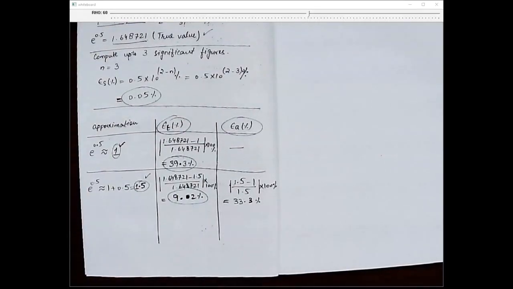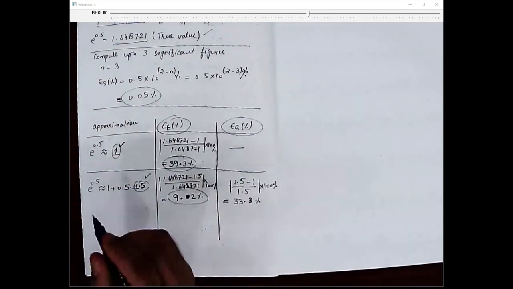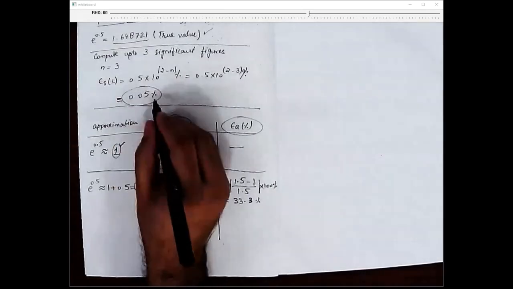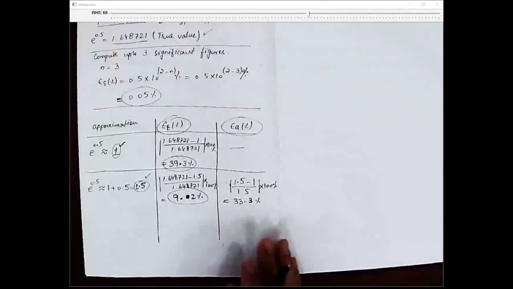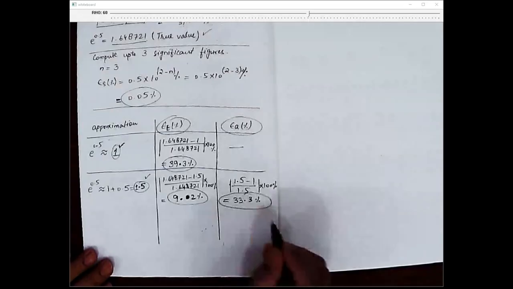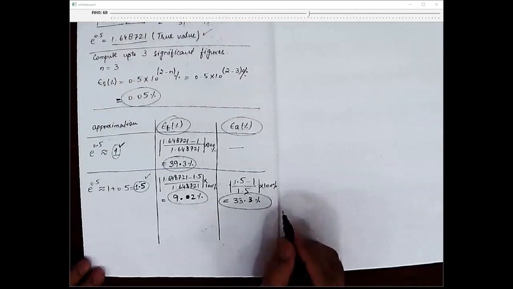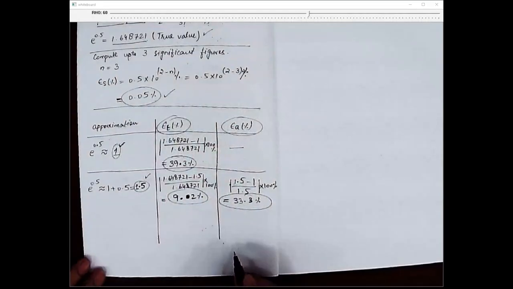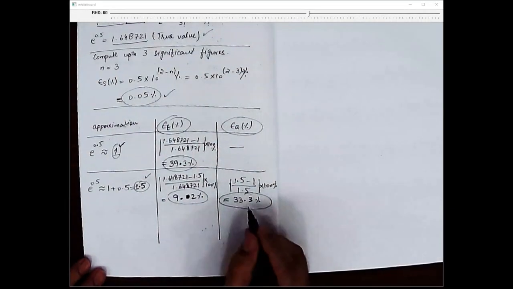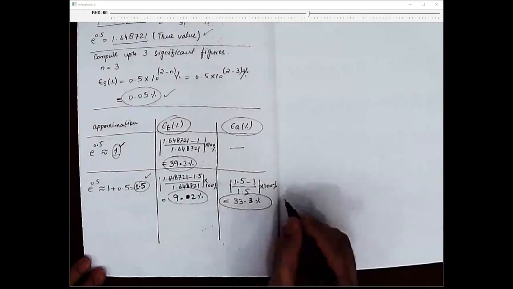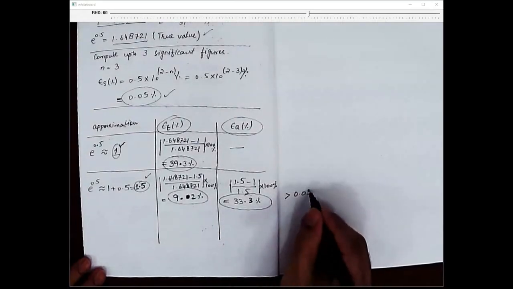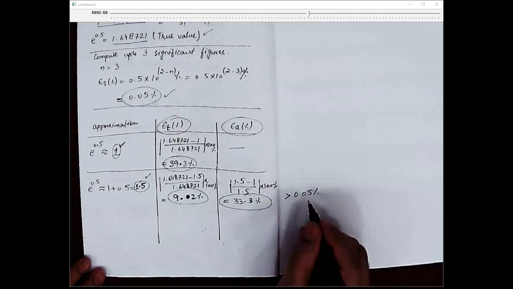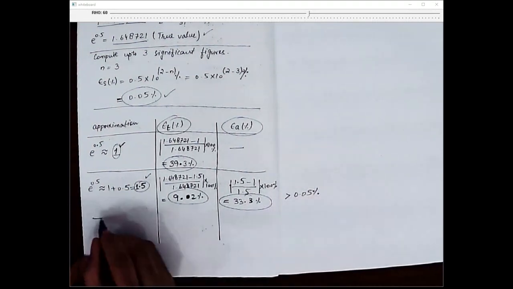Ideally what we want is ET to be 0, EA to be 0. But here we are not waiting for EA to be 0. We are just waiting for it to be less than 0.05, then we will stop. This is the threshold I want to achieve. I currently have 33.3% error, which is far greater than 0.05, so I should continue. The moment this error is less than 0.05, we will stop. So how should I continue?